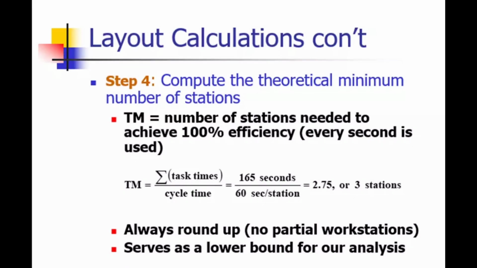Step 4, we will compute the theoretical minimum number of stations. So, theoretical minimum is the number of stations needed to achieve 100% efficiency where every second is used. So, in TM, we need the task time over cycle time. Always round up, no partial workstation, to serve as a lower bound for our analysis.